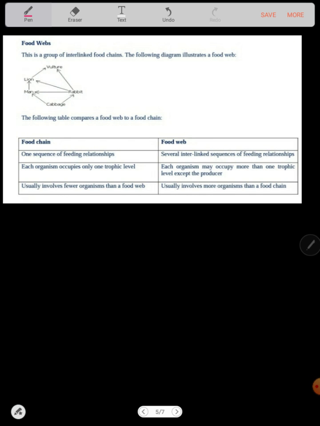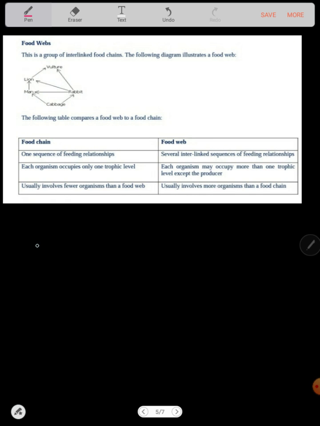Now, we talked about the food chain, that the food chain contains organisms in ascending order, starting from the producer, the primary consumer, secondary consumer, and the tertiary consumer. Now, we said in a food chain, you can't exceed those four ecological levels. Now, a food web is a group of interlinked food chains.